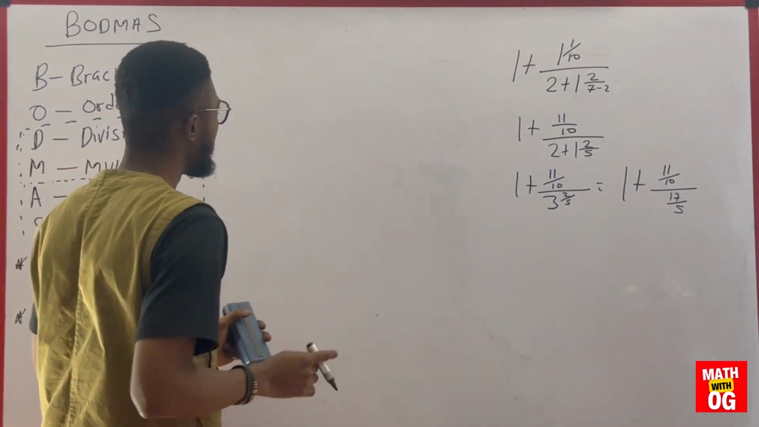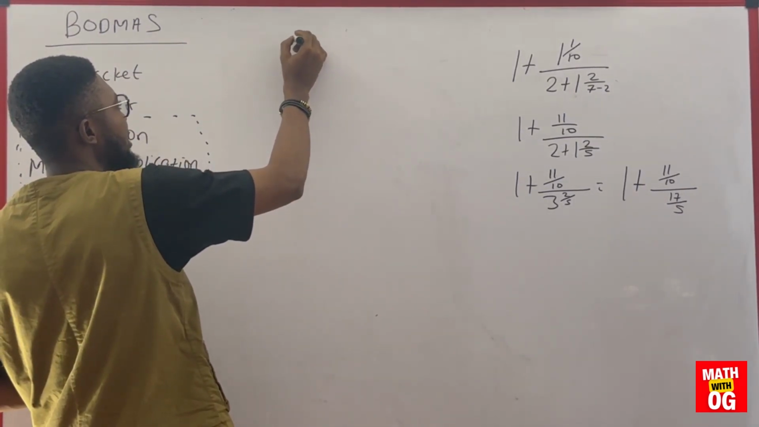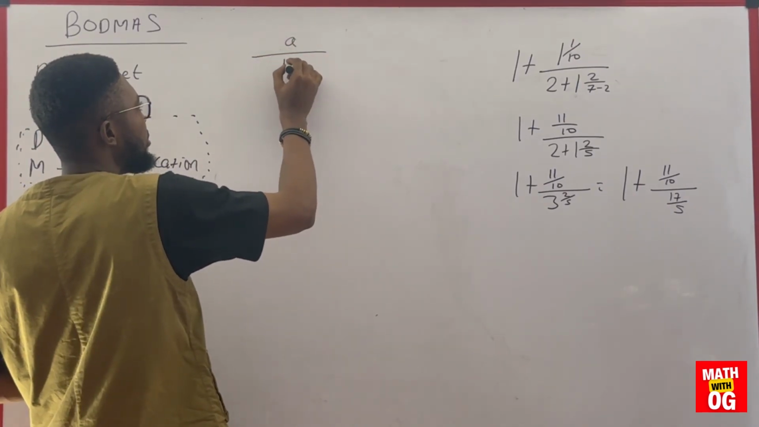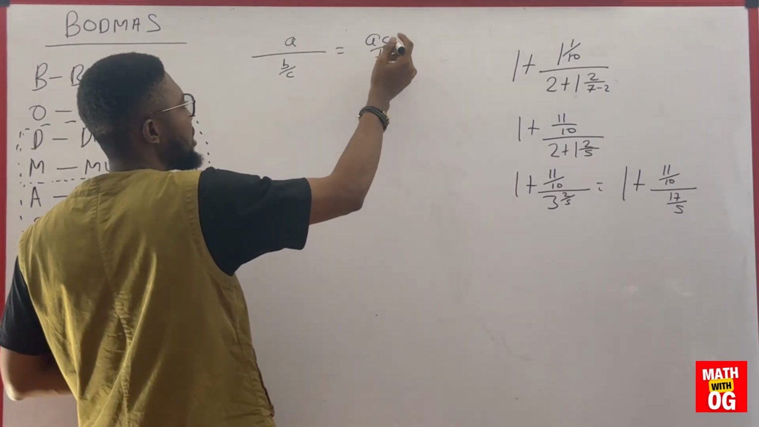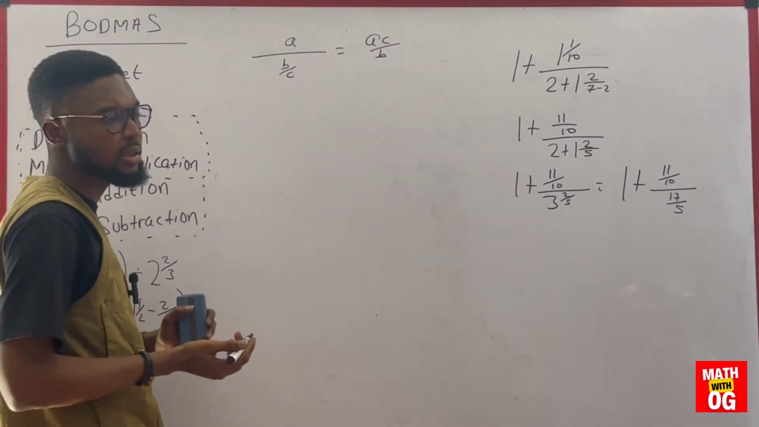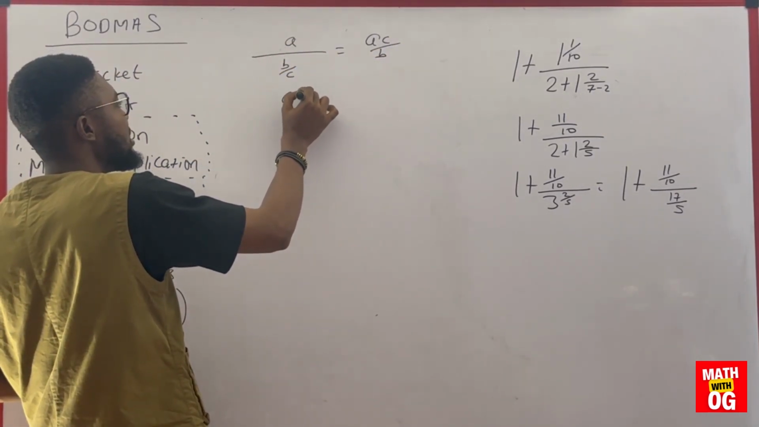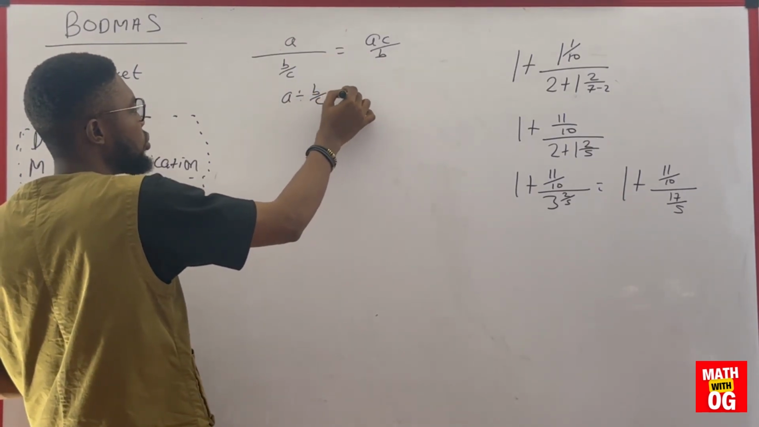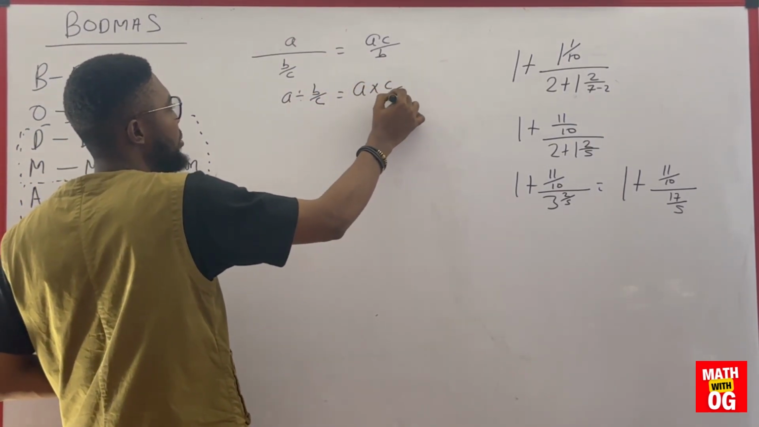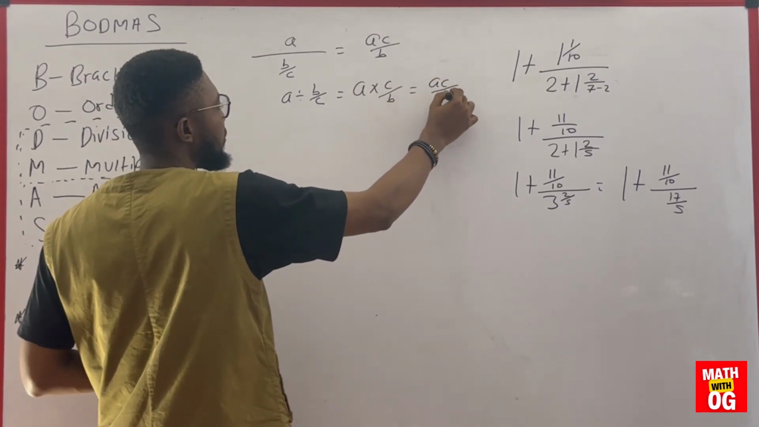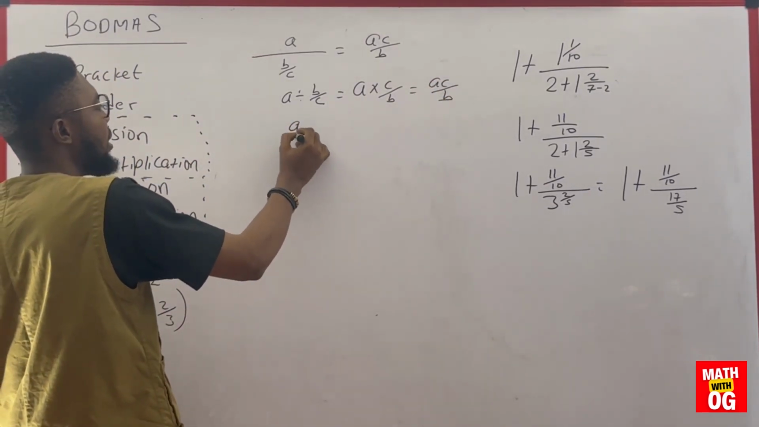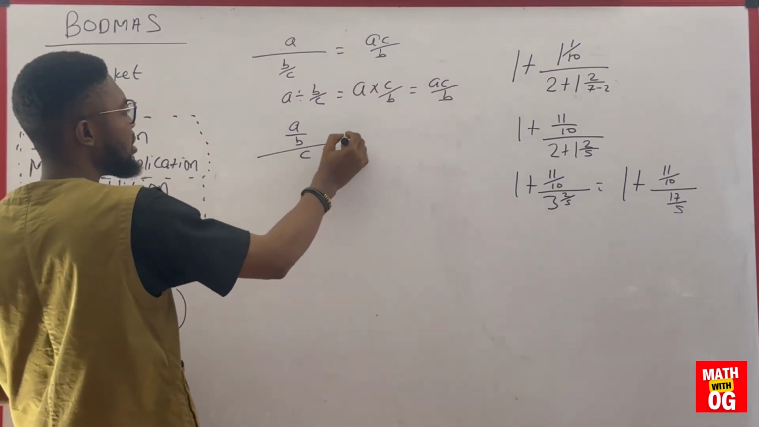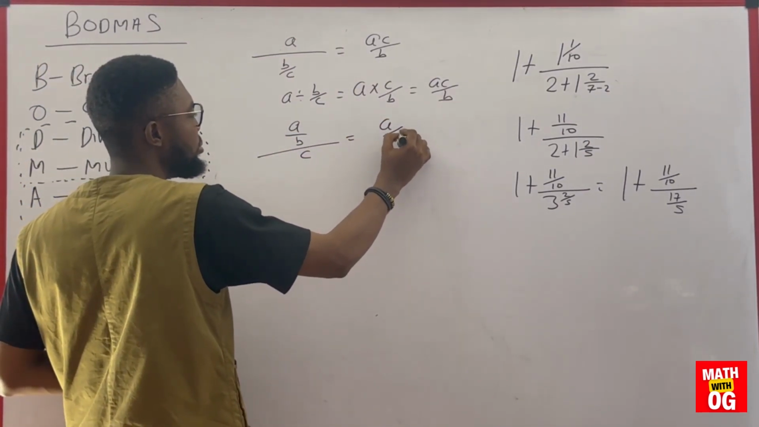In fraction, whenever you see something like this, A all over B over C, be rest assured that your answer is AC over B. Now you ask yourself, how did we get that? This simply means A divide B over C, which will give us A multiply C over B, and that is simply AC over B. Now, let's say we have it as A over B all over C. This will give us A over BC.